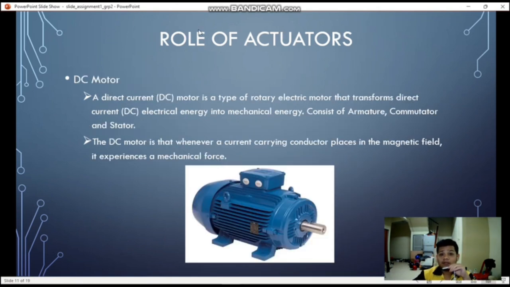For the role of actuators, the DC motor. A direct current DC motor is a type of rotary electric motor that transforms direct current electrical energy into mechanical energy. It consists of a rotor, commutator and stator. The principle of the DC motor is that whenever a current-carrying conductor is placed in a magnetic field, it experiences a mechanical force.